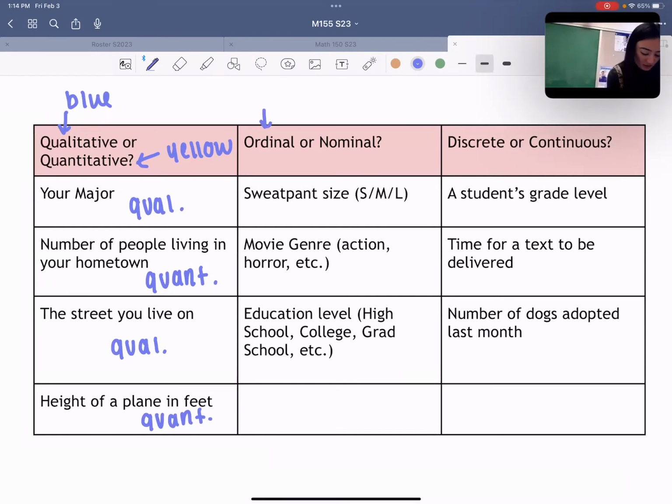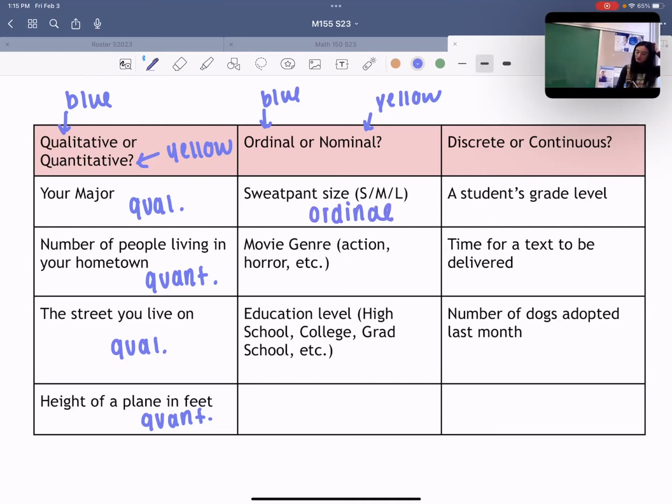Okay, let's do blue for ordinal and let's do yellow for nominal. Remember, ordinal are things that can be put in a natural ordering. Sweatpant size. Who thinks blue for ordinal, yellow for nominal? Lots of blue. Anyone with the blue want to explain? Jason? Yeah, right. Small is definitely like a smaller size than medium. Medium is definitely a smaller size than large, right? So this would definitely be something that I would put in order. I would say this is ordinal.